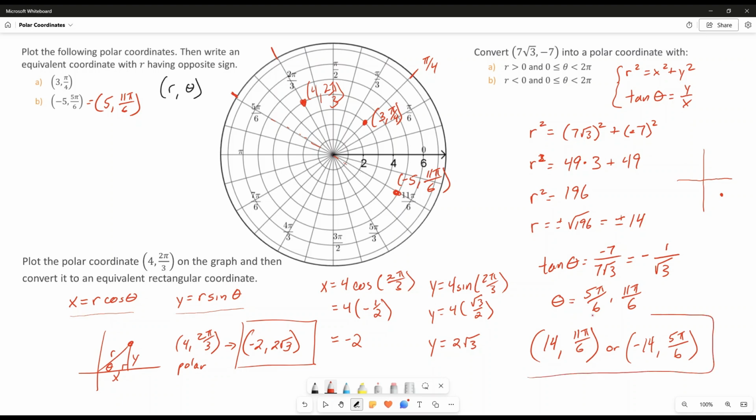So here are the 2 points, one with a positive radius and one with a negative radius, both of which have an angle between 0 and 2 pi. And that's usually going to be pretty typical. We always want our angles between 0 and 2 pi that represent that given coordinate of 7 root 3 comma negative 7.